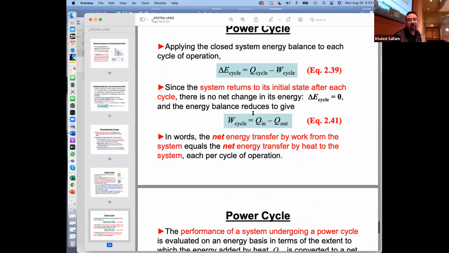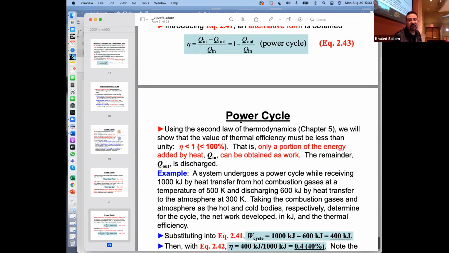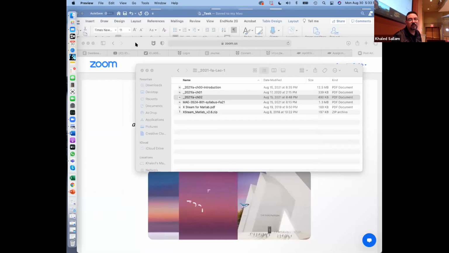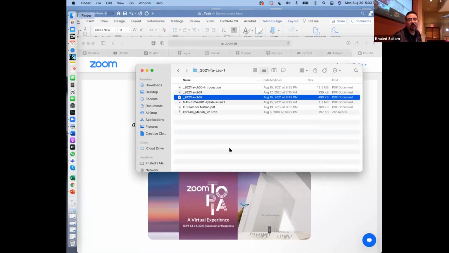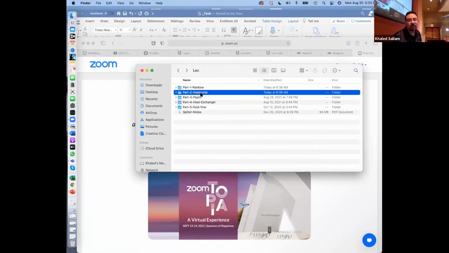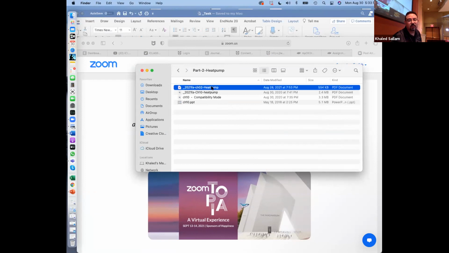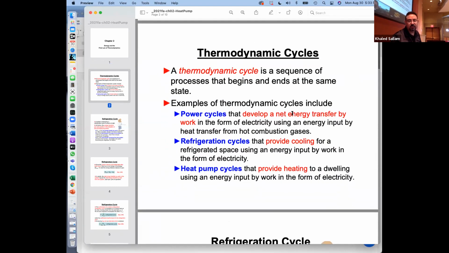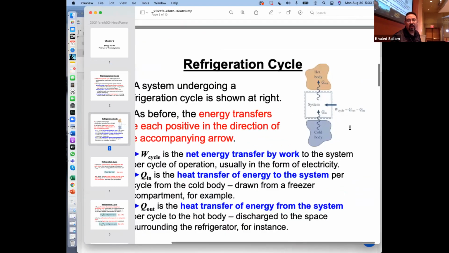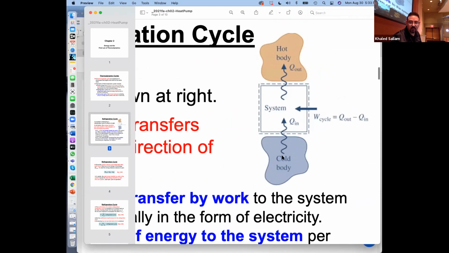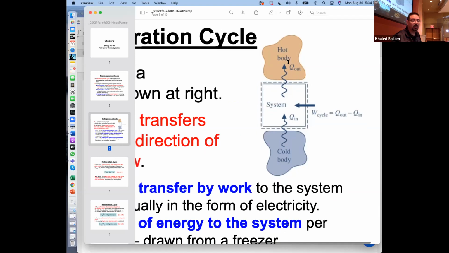So power cycle, we talked about this and how the efficiency is like that, right? And in chapter 2, this is the part of chapter 2 that's related to refrigeration and heat pump. So in refrigeration, that is what is happening. You're going to get Q from very cold, adding work, do your magic and take the heat up. Okay.